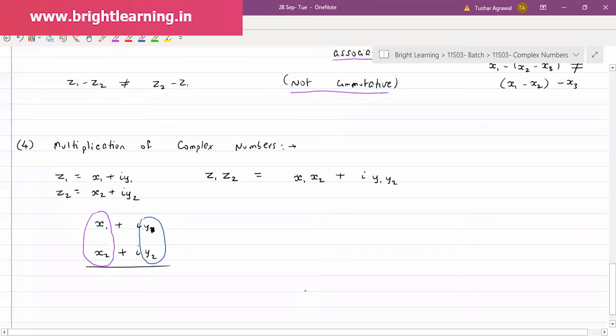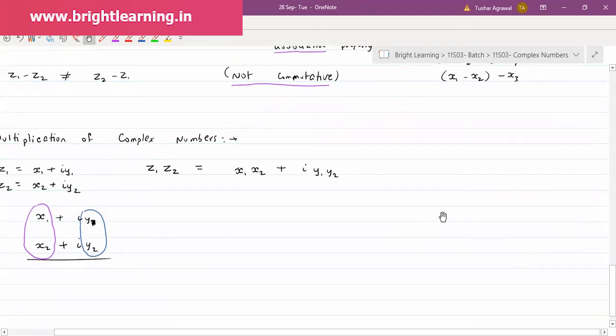Because they wanted the properties that were holding true in the set of real numbers. Those properties should not get violated in the set of complex numbers, because ultimately all reals are complex. So now in the set of real numbers, suppose hypothetically you have a plus b multiplied by c plus d, how do you do it?